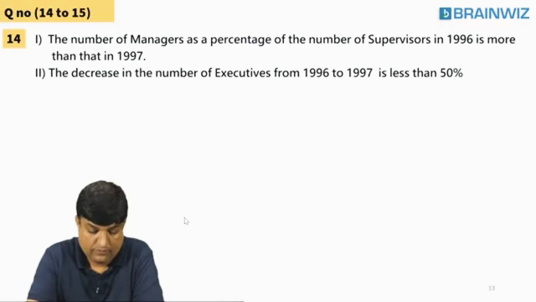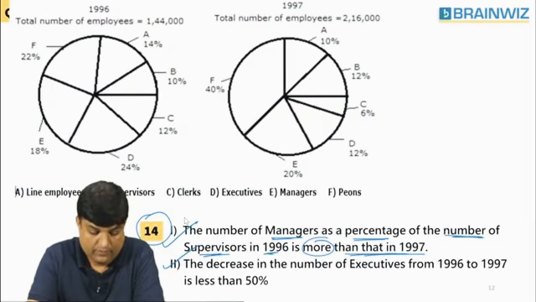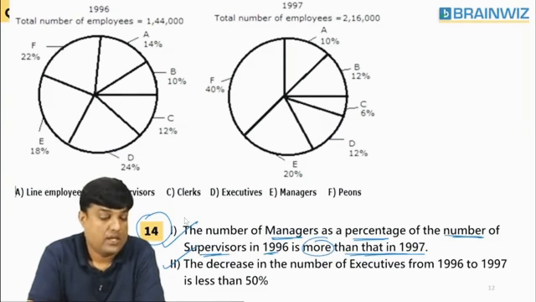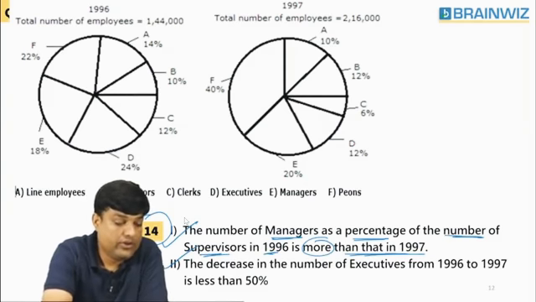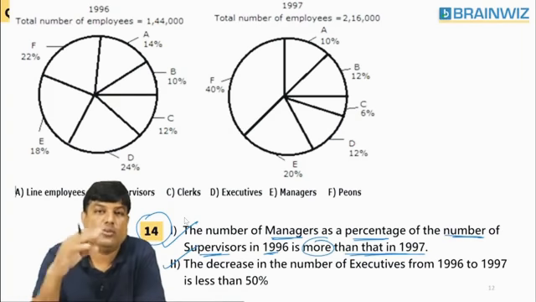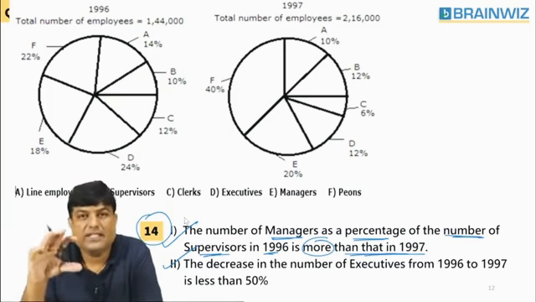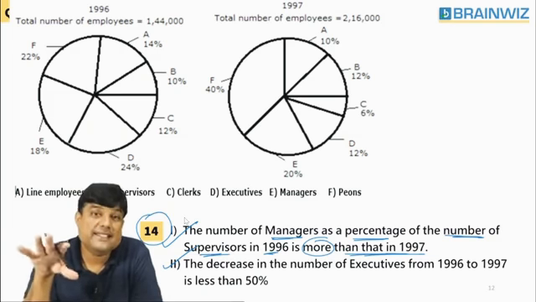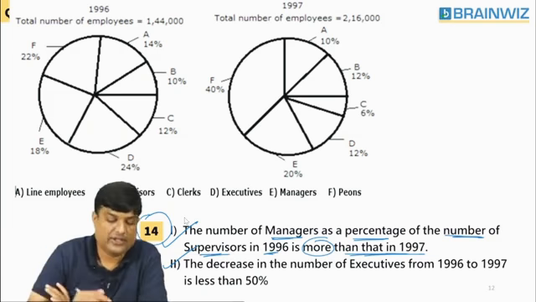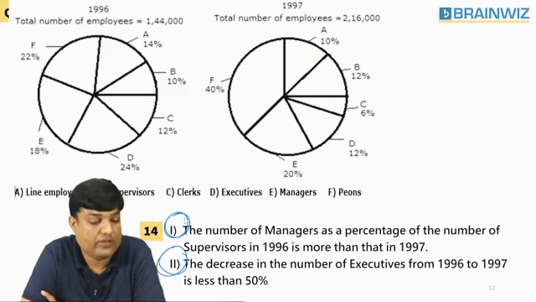Clear, everybody? The number of managers as a percentage of... no, it's not data sufficiency. It's a DI question given in the form of A, B, C, D. Data sufficiency means some data is given and you are asked whether it is sufficient to answer or not. But here the question is not like that. Here it is asking whether statement 1 is correct or statement 2 is correct. Which one is correct? We are supposed to find out.